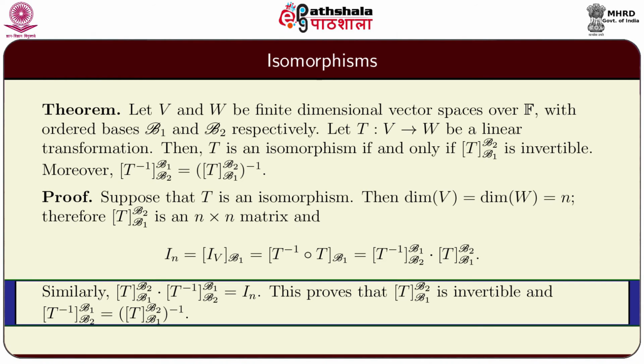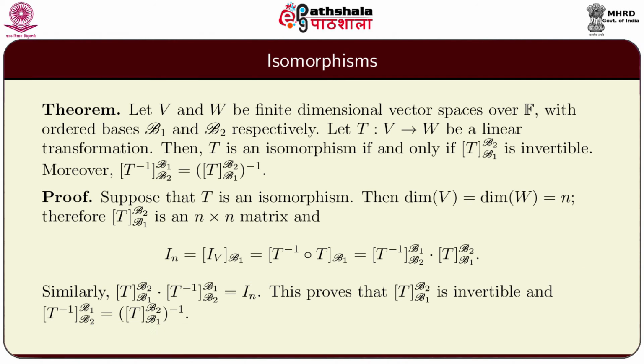And with a similar argument, where we just have to flip the sides of T and T inverse, we can show that the matrix of T with respect to B1 B2 times the matrix of T inverse with respect to B2 B1 is also equal to the N cross N identity matrix. This proves therefore that the matrix T B1 B2 is invertible, and the matrix of T inverse with respect to B2 B1 is nothing but the inverse of the matrix T B1 B2.